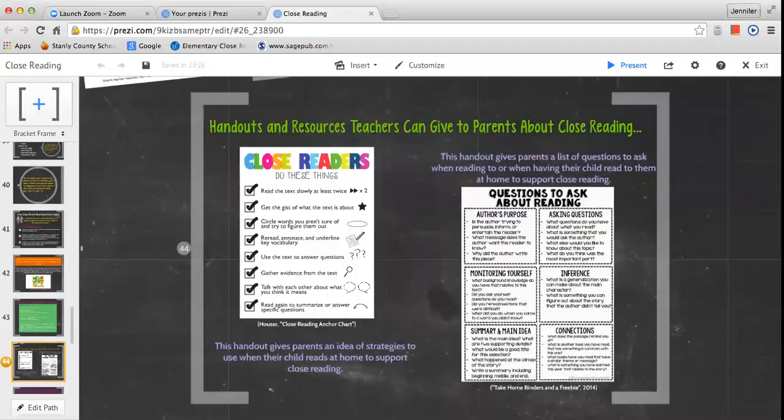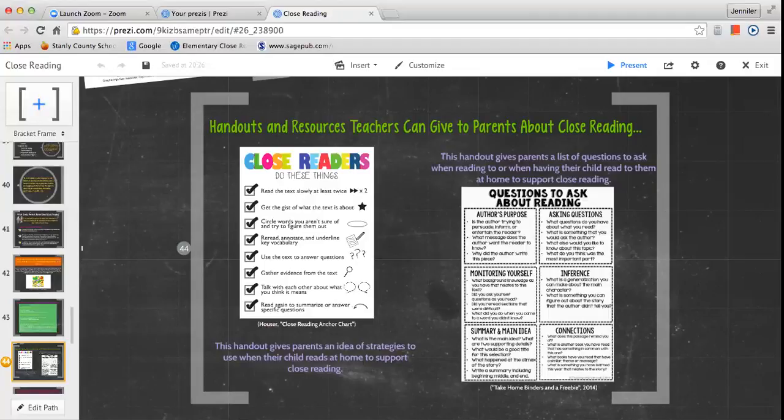These are some examples of handouts that would be beneficial to send home to parents to give them more information on close reading and how to incorporate close reading into reading time at home. The first handout on the left gives parents an idea of strategies to use to support close reading. Close readers do things like get the gist of what the text is about, use the text to answer questions, talk with each other about what you think it means, and read again to summarize or answer specific questions.